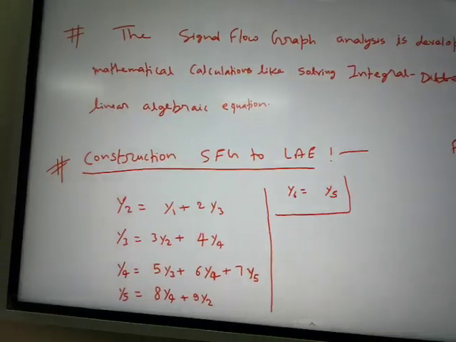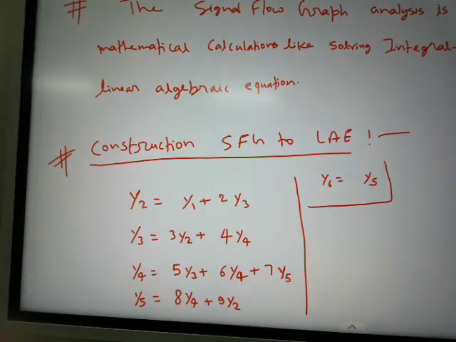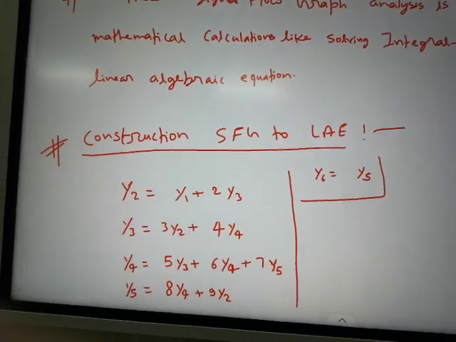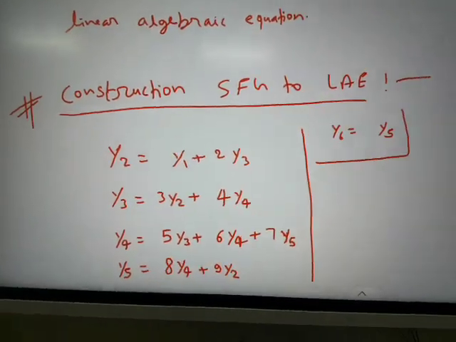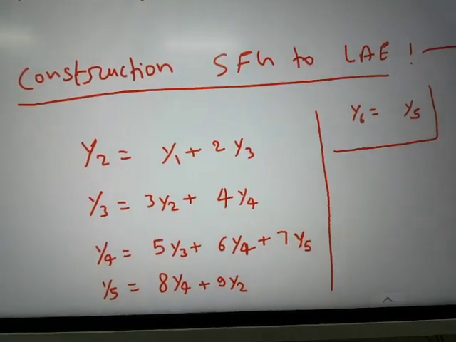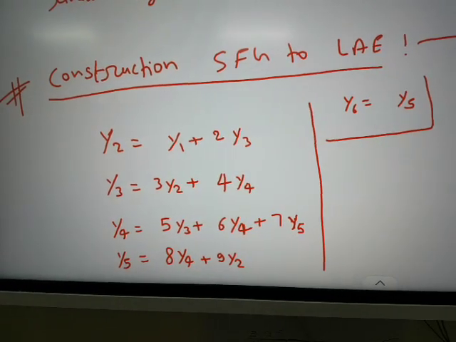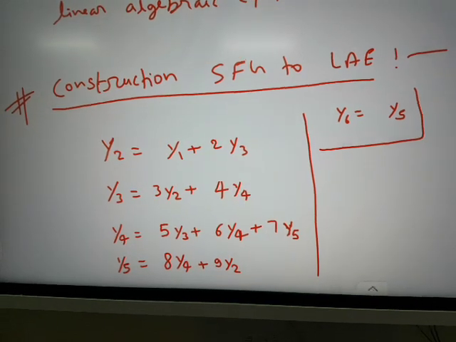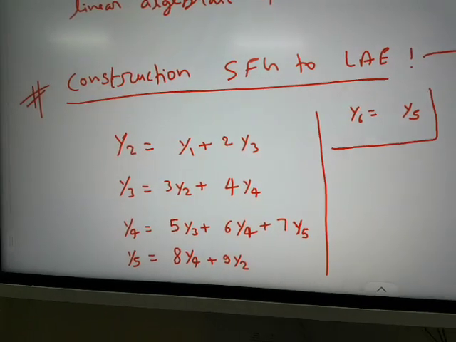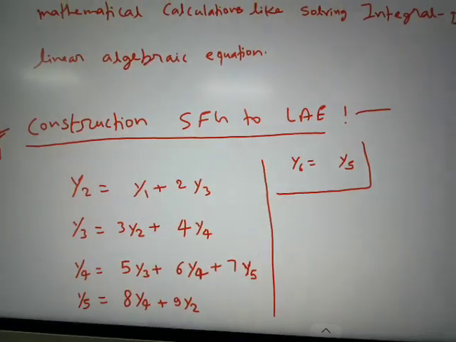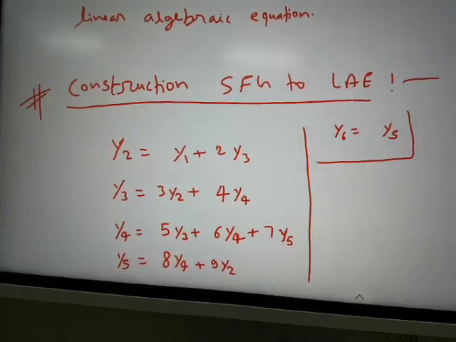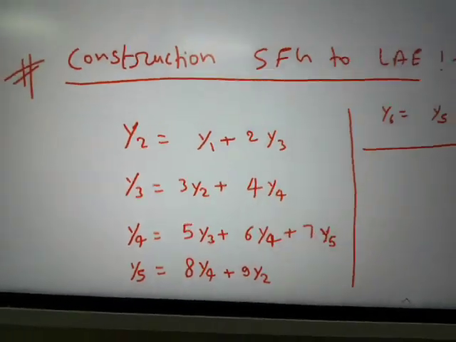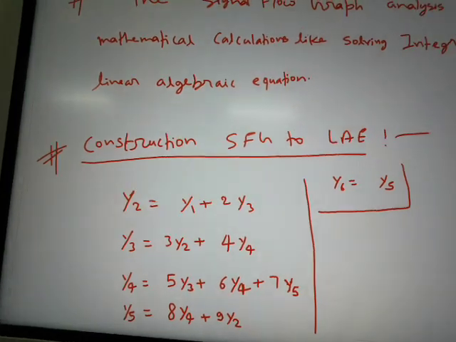Now, construction of SFG from linear algebraic equations. We have a set of linear algebraic equations: y2 equals y1 plus 2y3, y3 equals 3y2 plus 4y4, y4 equals 5y3 plus 6y4 plus 7y5, y5 equals 8y4 plus 9y2, and y6 equals y5. Now from this we have to construct the SFG.